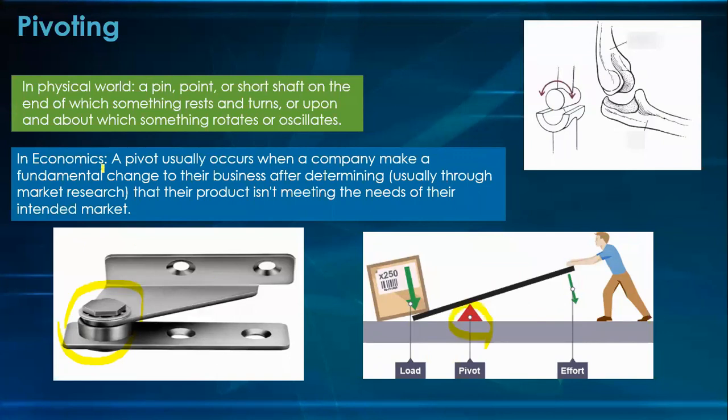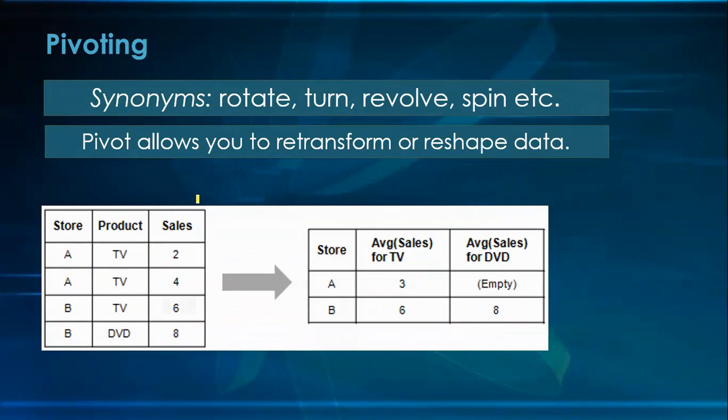In terms of economics, a pivot usually occurs when a company makes a fundamental change to their business after determining, usually through market research, that their product is not meeting the needs of the intended market. So there is always a need of pivoting. Now you will get some more idea. The synonyms of pivoting are rotate, turn, revolve, spin, etc.